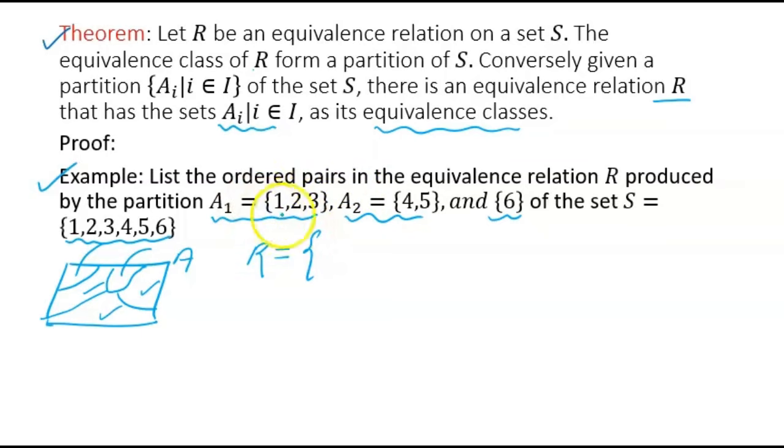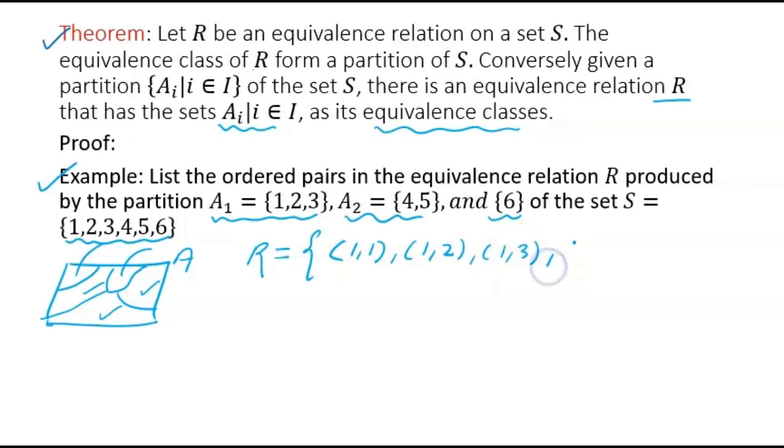So in every partition, every element will be related to every other element. Let me rephrase my statement. Each of the elements will be related to all the other elements. Like if I take the element 1, then 1 will be related to 1, 1 will be related to 2, 1 will be related to 3.